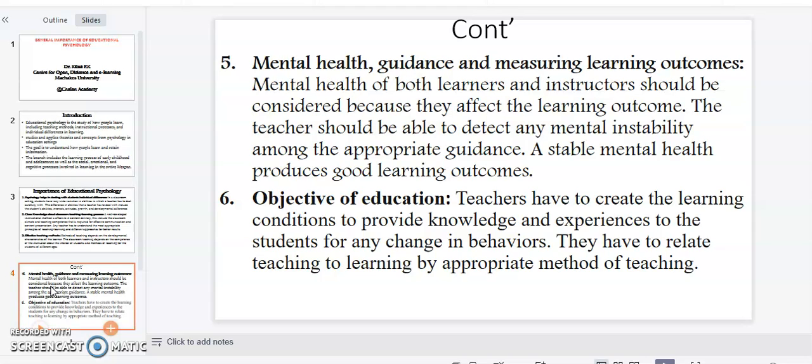Number 6, objectives of education. The teachers have to create the learning conditions to provide knowledge and experience to the students for any change in behaviors. They have to relate teaching to learning by appropriate methods of teaching.